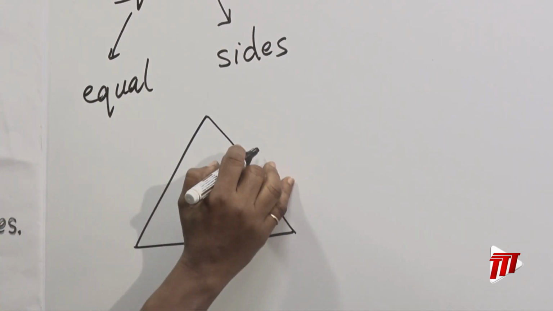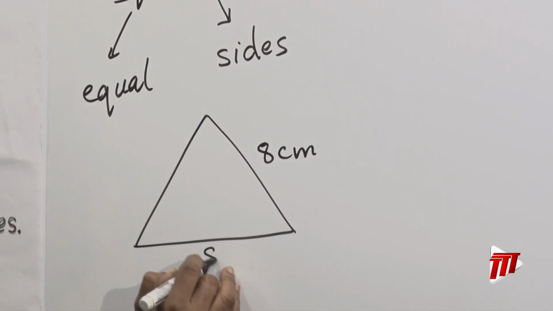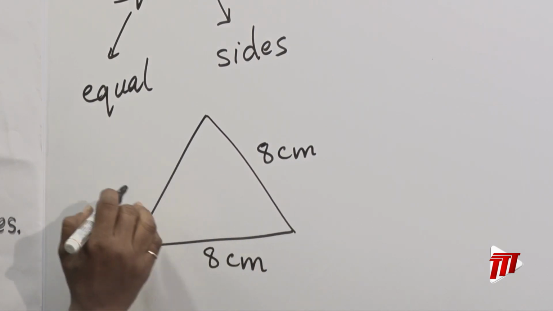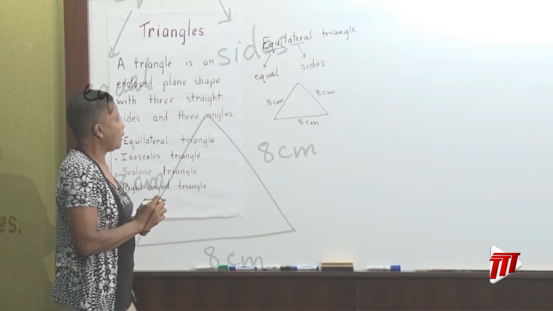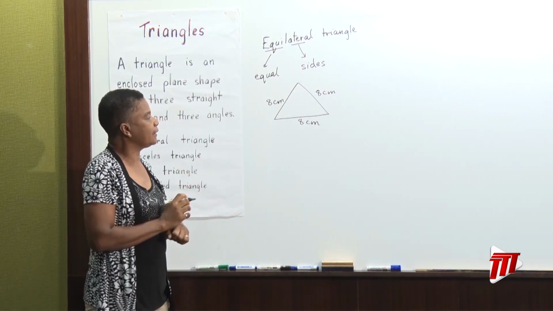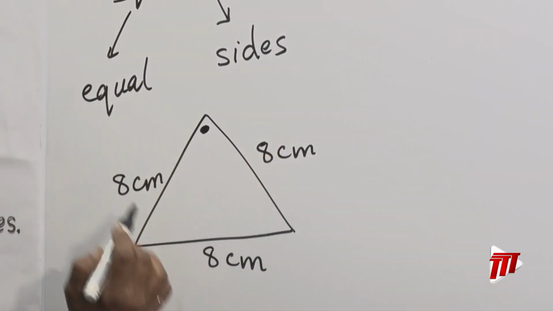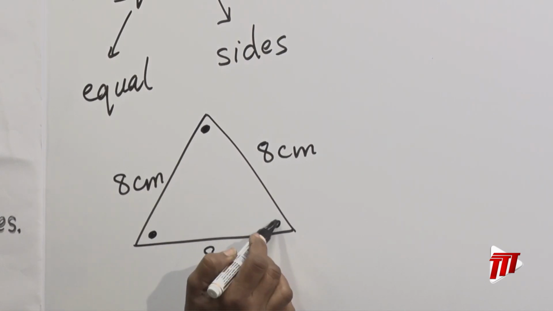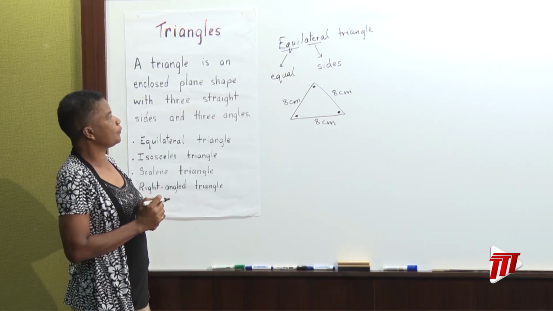So if this side has a length of 8 centimeters, then this side will also be 8, and this side will also be 8. Now, the three angles in an equilateral triangle will also be equal. So this angle, and this angle are all equal. Let's do that over.